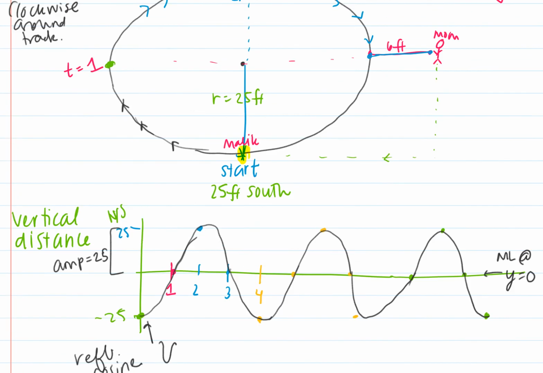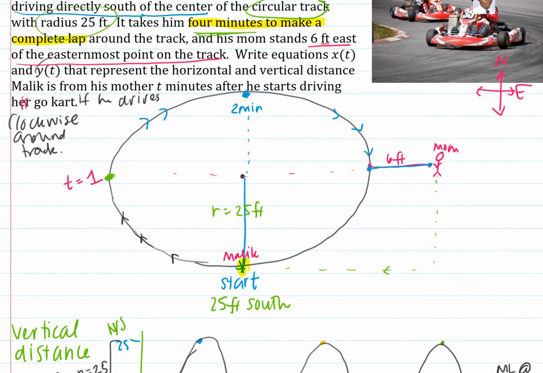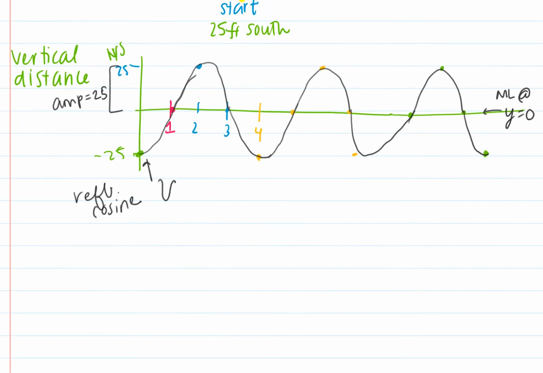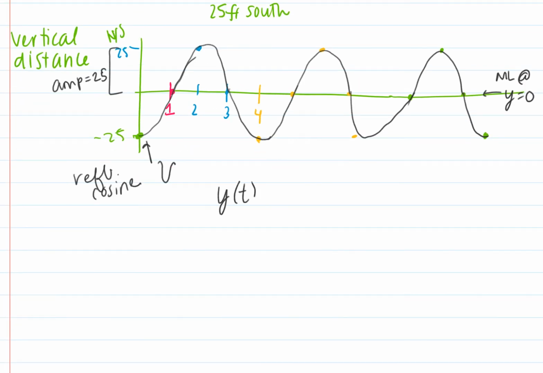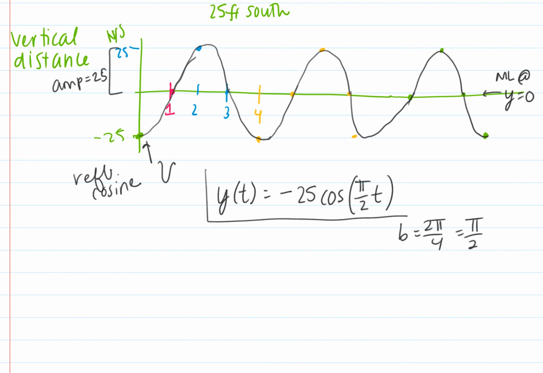So his vertical distance, what they wanted us to call y of t, would be negative 25 cosine of, if the period is 4 minutes, that coefficient b will be pi over 2, t plus 0. So you can just write it as y of t equals negative 25 cosine of pi over 2 t. Okay, that's his vertical distance from mom.